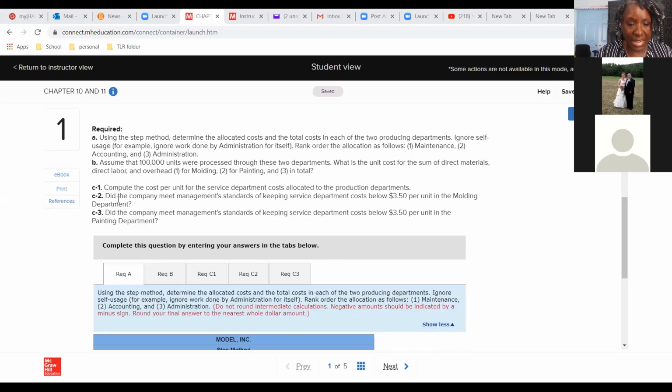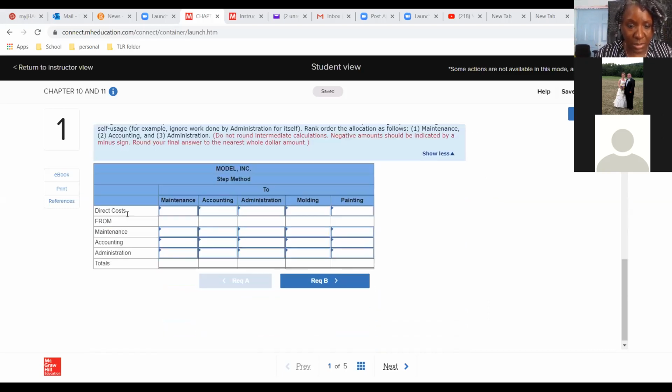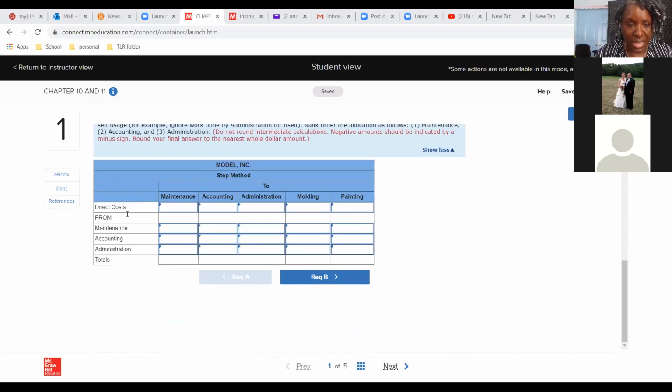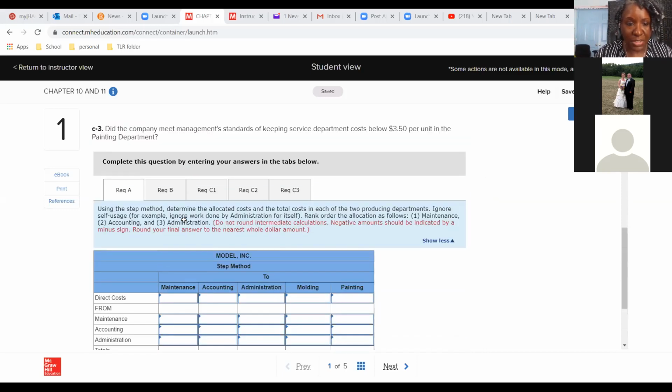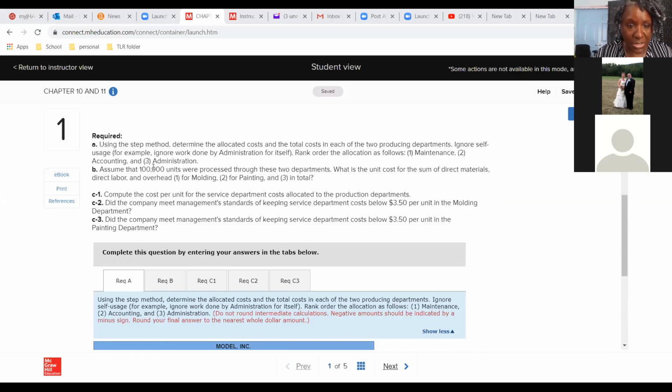So with all of this data, we are going to look at this particular problem. And we're filling out a little worksheet, and the worksheet is with allocating our costs. So let's look at requirement A. Using the step method, determine the allocated cost and the total cost in each of the two producing departments. Ignore self-usage. Rank order the allocation as follows: maintenance, accounting, and administration. So let's deal with the first one. We're going to use the step method.